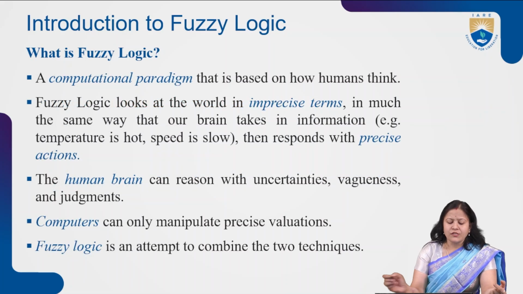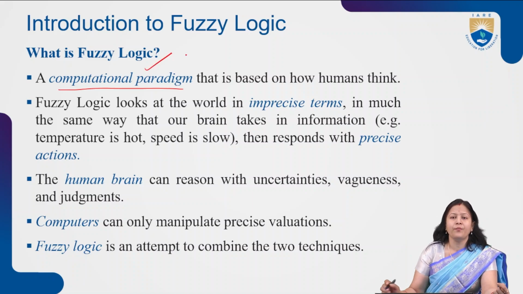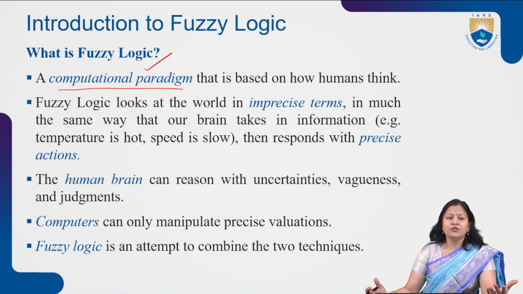So fuzzy logic is a computational paradigm that is based on how humans think. Why is it called a computational paradigm? Because it is a combination of a mathematical framework, natural reasoning, and a set of rules. It is also a combination of approximate values or approximate reasoning, and even soft computing. That is why it is called a computational paradigm.